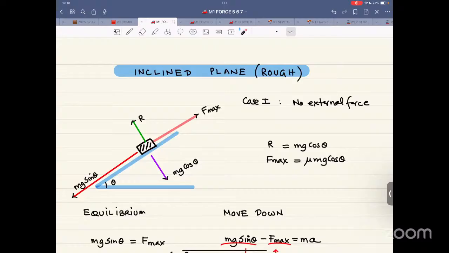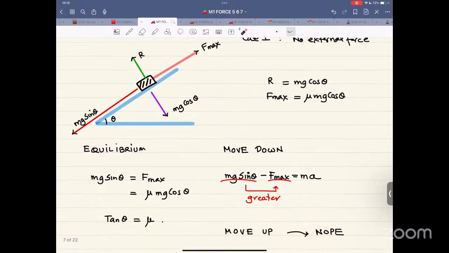The same thing as we have studied, but this time, first it was this, this, and this in case number 1. Now, if it's a rough surface, friction will oppose motion. Friction will act parallel to the surface, no external force. Therefore, R is equal to this, mg sine theta equals F max. So now if it's in equilibrium, mg sine theta is mu mg cos theta. And if it's moving down, then mg sine theta minus F max equals ma.